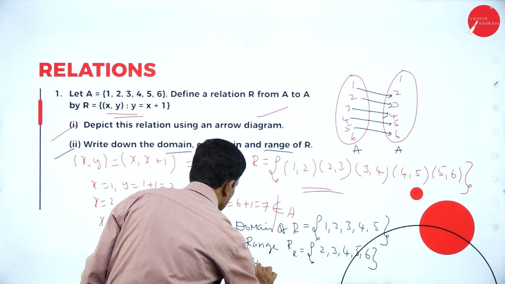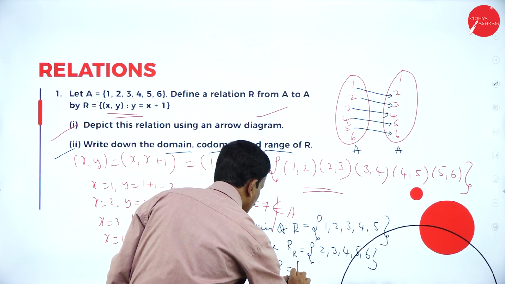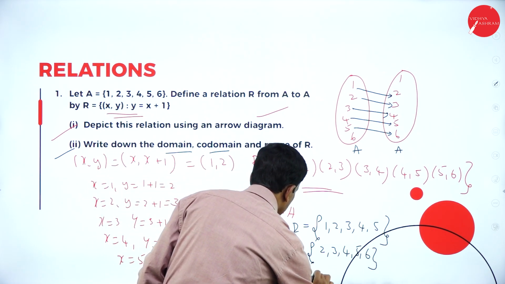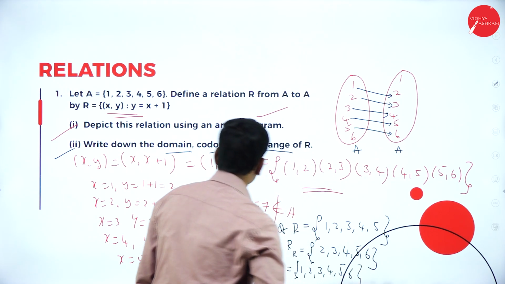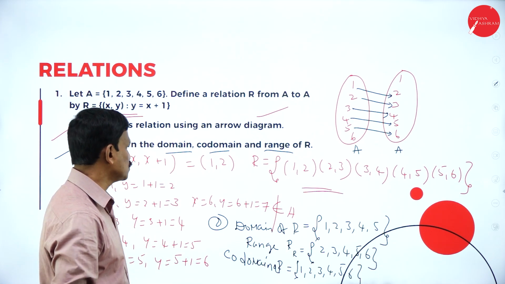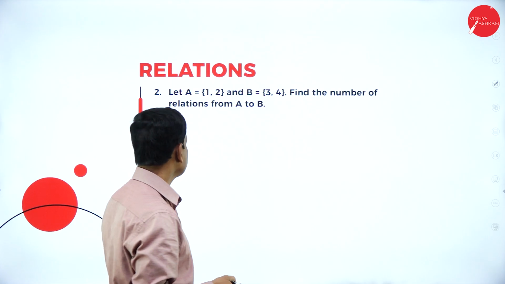Codomain of R is nothing but the set A itself. That is A is {1, 2, 3, 4, 5 and 6}. So this is the codomain. Right. Domain, codomain and the range. This is a very important type of problem. Now move on to the next problem.